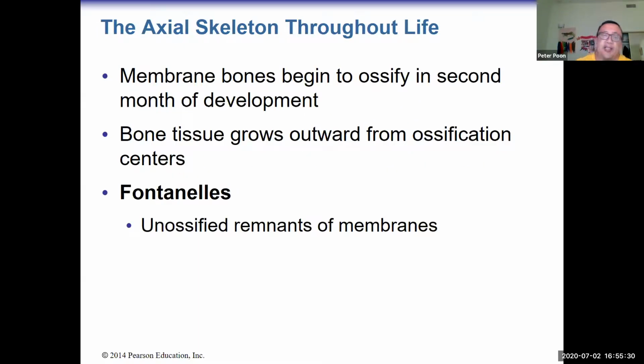Fontanelles. I'm a guy, so I've never had to experience this one, but the hardest thing about childbirth is pushing the head through. At that point the skull is not completely ossified, and that's a good thing because it allows the skull to move a little bit as the head comes out, which makes it a little easier.